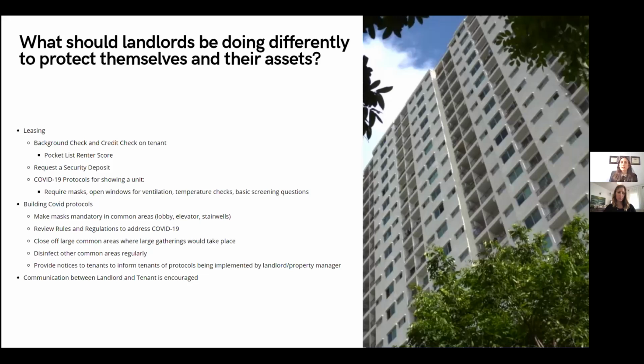Another good practice would be to just inform your tenants of what you're doing as a landlord to help them during this time. Are you cleaning areas more? Are you wiping down areas more? Are you providing hand sanitizer by elevators? Are you having property managers take additional precautions? I think that's a nice thing to do as a landlord, and maintaining a good relationship with your tenant.